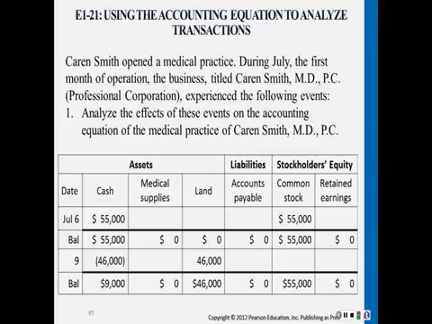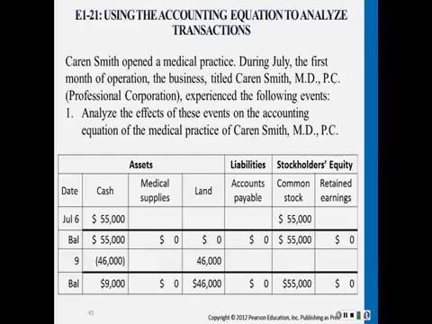That would be cash. She has common stock that has increased. So in this particular transaction, she invested within the business. If you look at the balance, we have $55,000 on the assets. We have $55,000 on the other side of the equation, liabilities and equity.